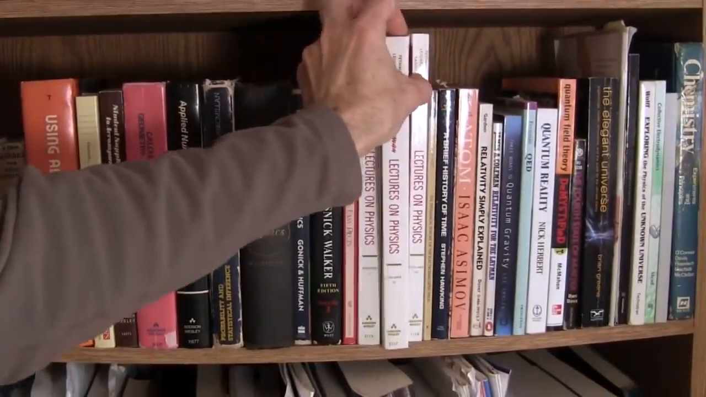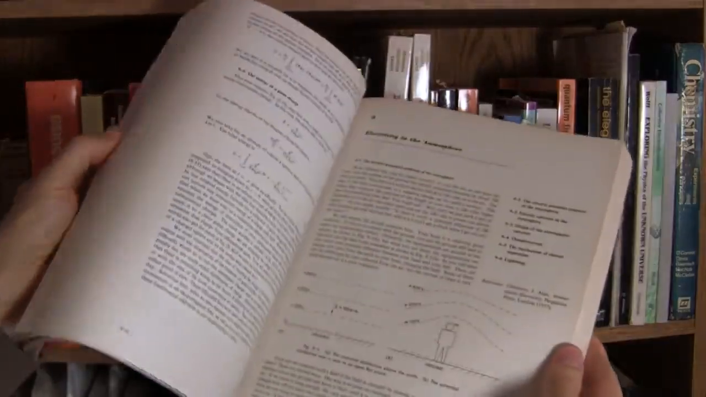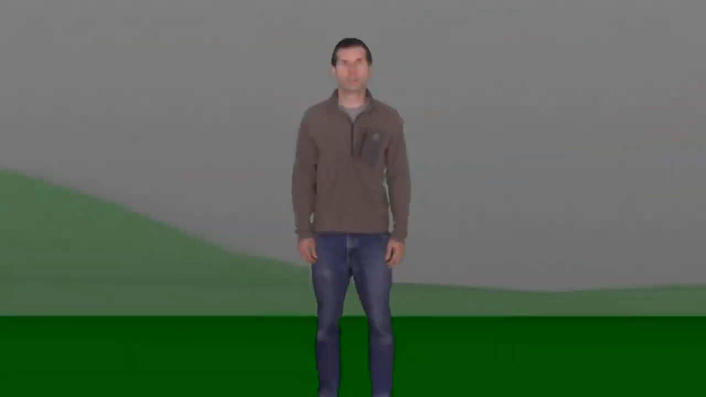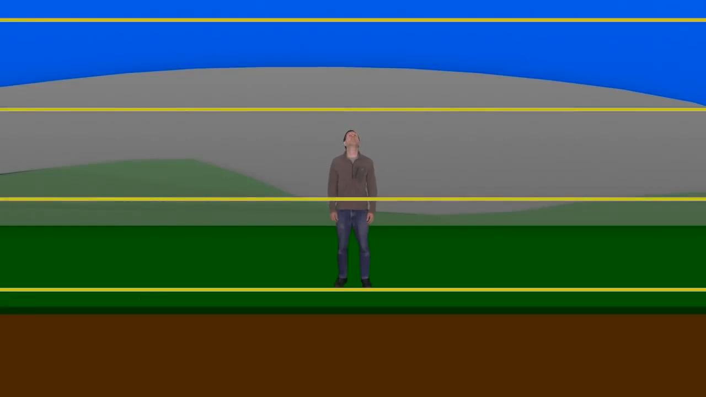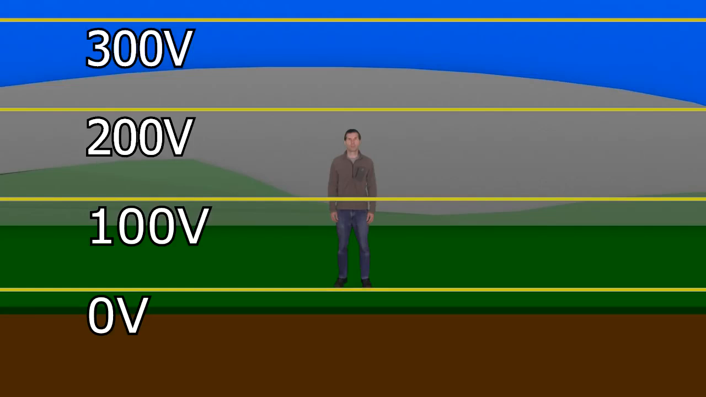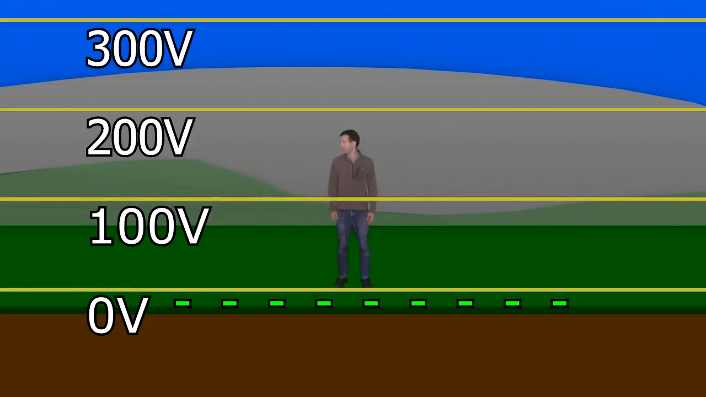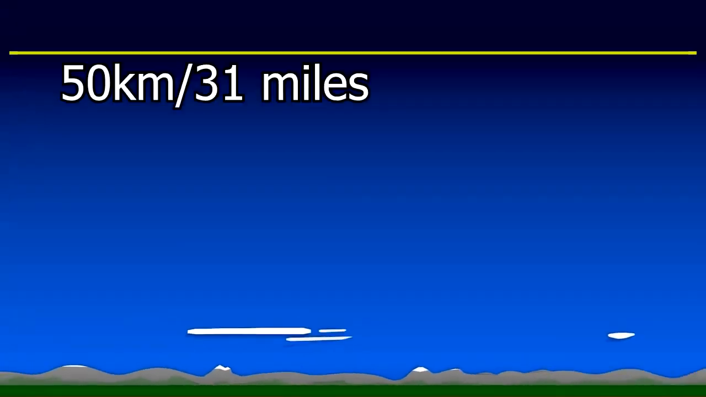Much of the following explanation is adapted from Nobel Prize winning physicist Richard Feynman's lecture on physics, a section called Electricity in the Atmosphere. For every meter you go up in the air, the voltage increases by around 100 volts, or we could say around 100 volts per yard. We can draw these voltage increases using what are called equipotential lines. Notice that the ground is negative and the sky is positive with respect to each other. According to Feynman, this extends upward to 50 kilometers, or 31 miles, where the air is very conductive. This is the case in fair weather. In stormy weather, like a thunderstorm, things are quite different, and I won't talk about that here.